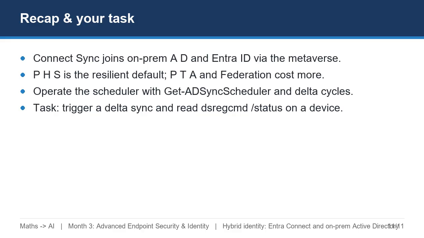Your task: on a test server run Get-ADSyncScheduler and note the interval, change a user attribute in AD, force a delta cycle and confirm it reaches Entra ID. Then run dsregcmd /status on a hybrid join device, capture the device state and SSO state sections, and write a short note on which sign-in method your tenant uses and why.